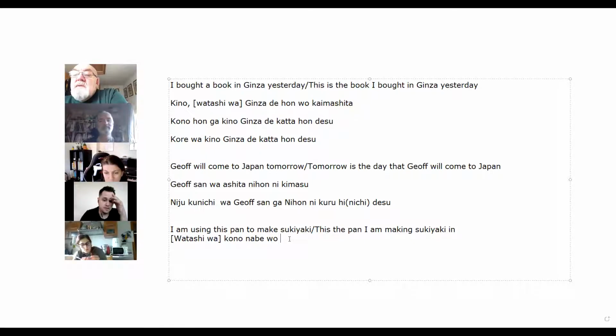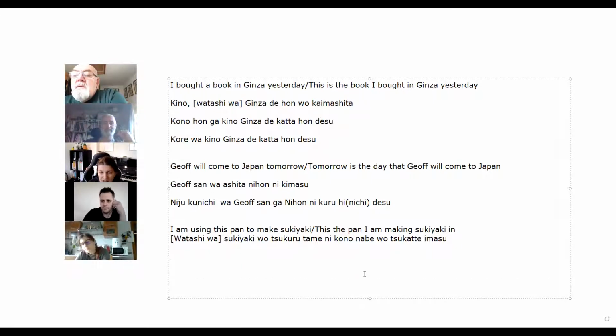Okay, let's see. So sukiyaki suru tame, sukiyaki tsukuru tame ni. Good. Or tsukuru tame ni. Nabe o. Which nabe? Kono nabe. Good. O tsukaimasu. It's actually the present continuous tense at the moment. Tsukatteiru. Very good. Tsukatte imasu. Excellent.